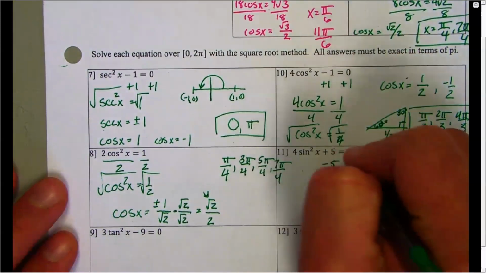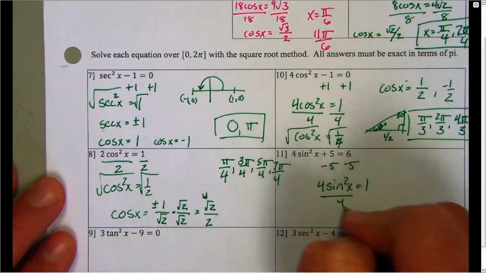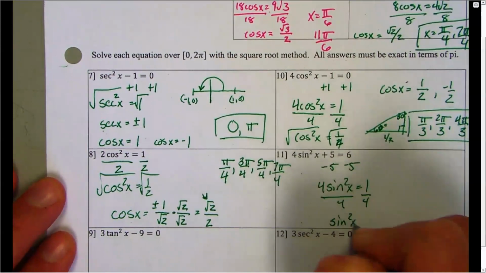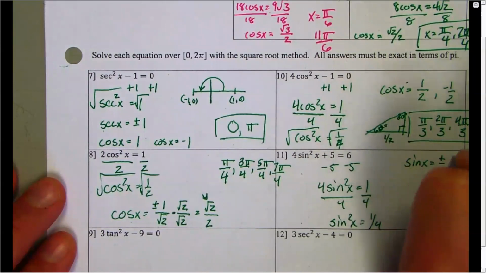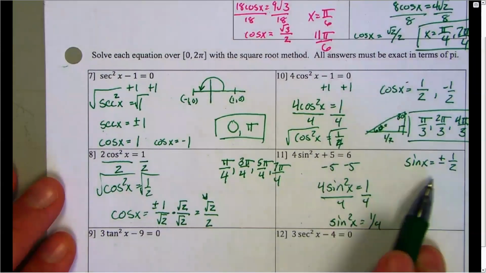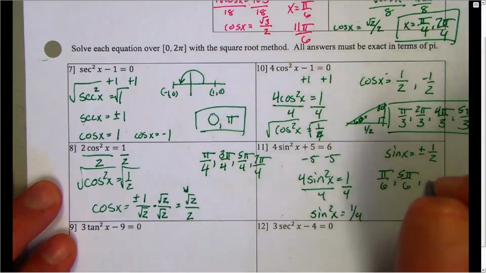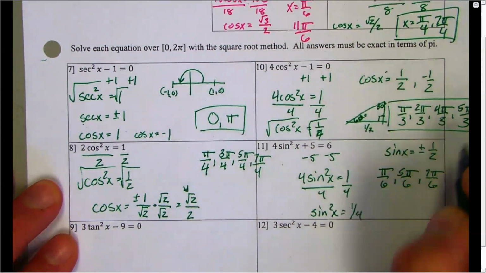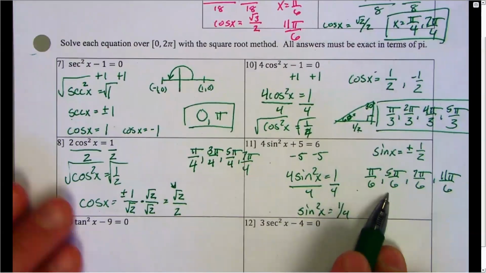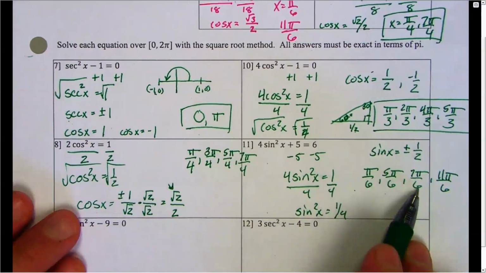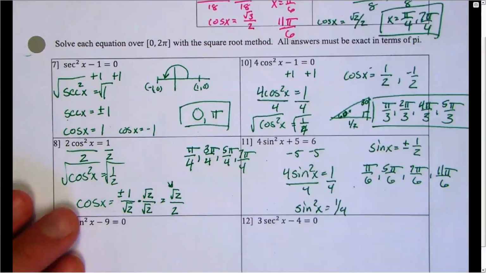Question 11, we'll move the 5 over to the other side. We'll divide both sides by 4. We'll take the square root. What angle is opposite of a half? 30 degrees. And we get to choose all of the 30-degree angles that there are. 30 degrees, 30 away from half a circle, 30 away from half a circle on the other side, and 30 degrees away from a full circle.